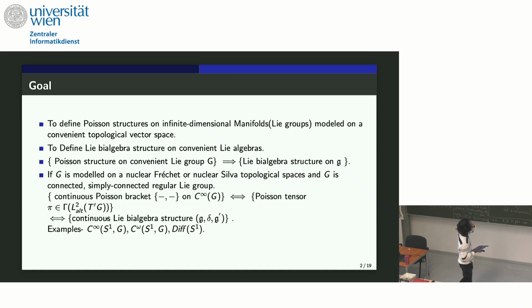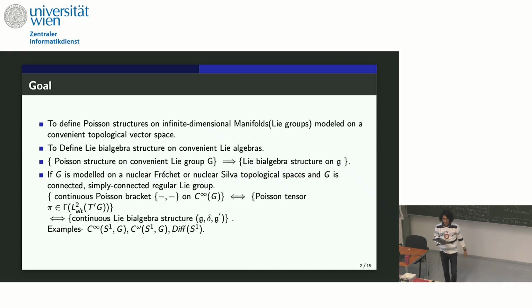Then we have to assume that our G is connected, simply connected, and regular in the sense of Milnor and also Kriegl and Michor in the convenient setting, which means all the smooth curves on the Lie algebra can be smoothly integrated to the Lie group. If this is the case, then we can show that the continuous Poisson brackets on C infinity of G, the Poisson tensors on G, and the continuous Lie bialgebra structures on the Lie algebra g are in one-to-one correspondence.